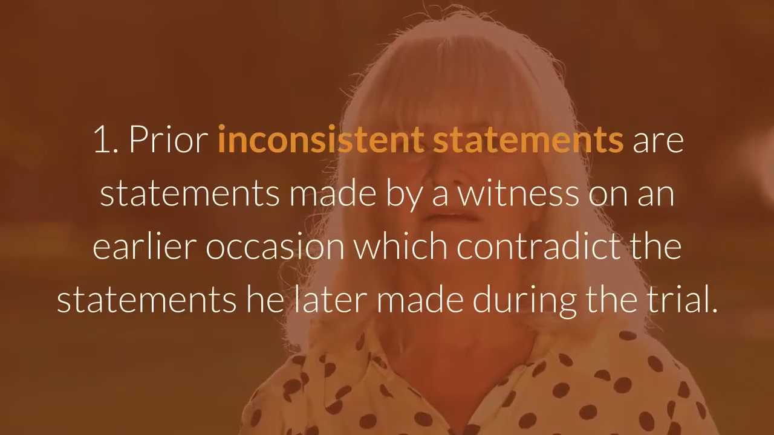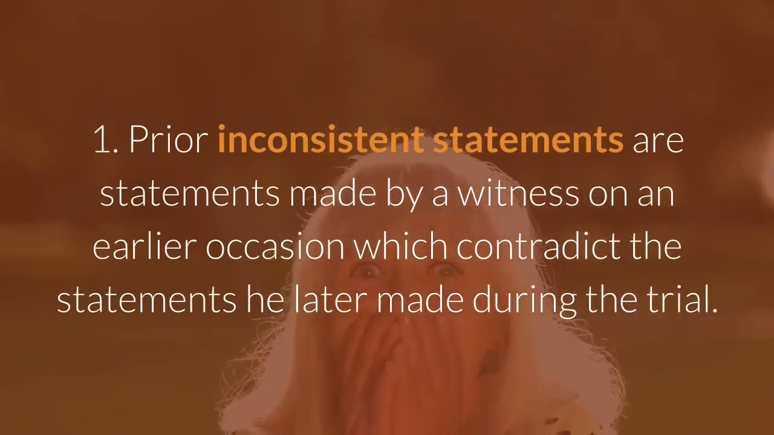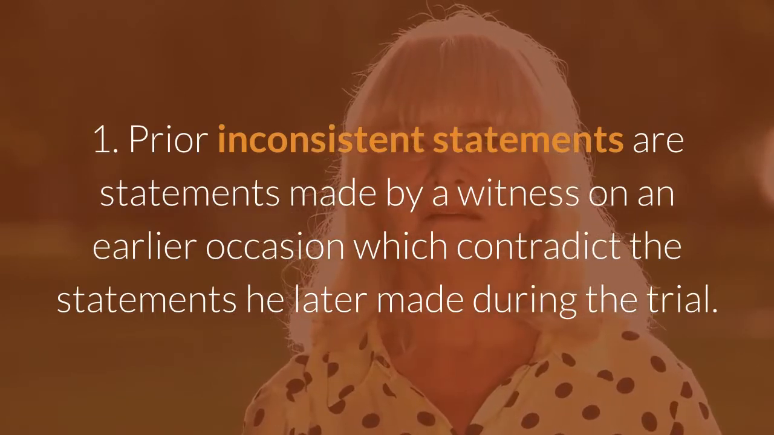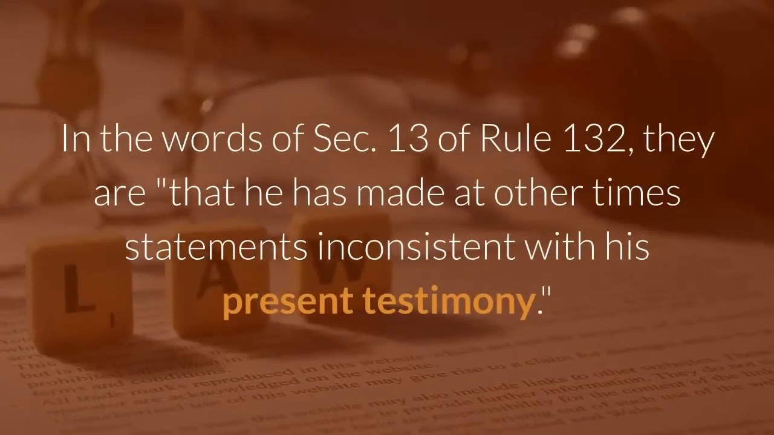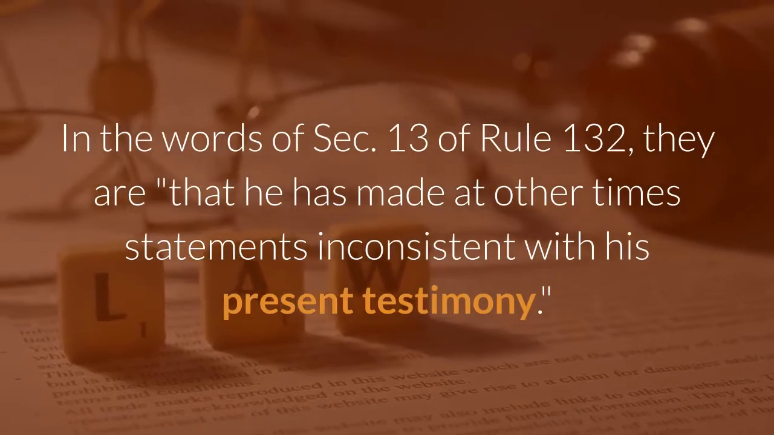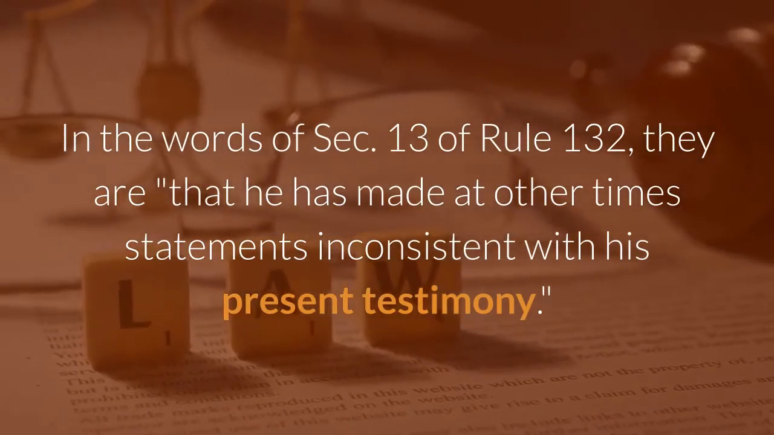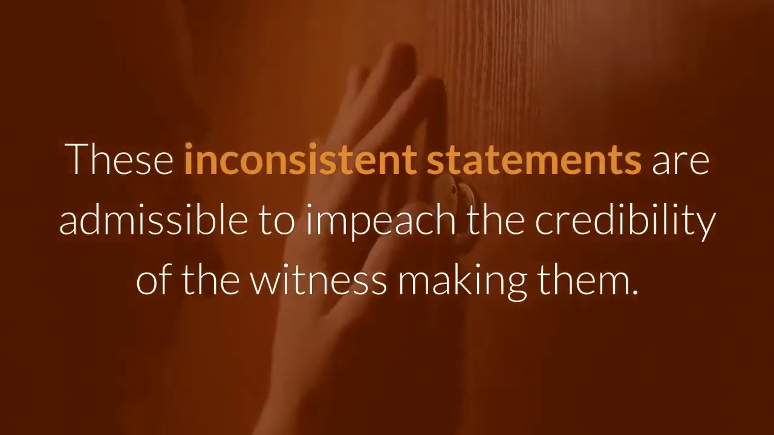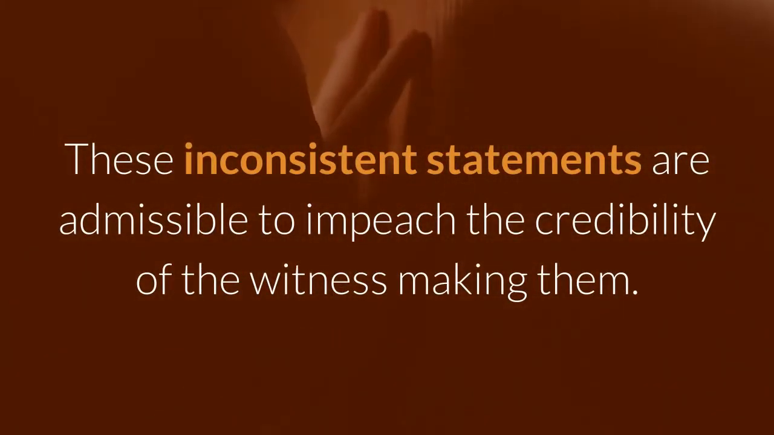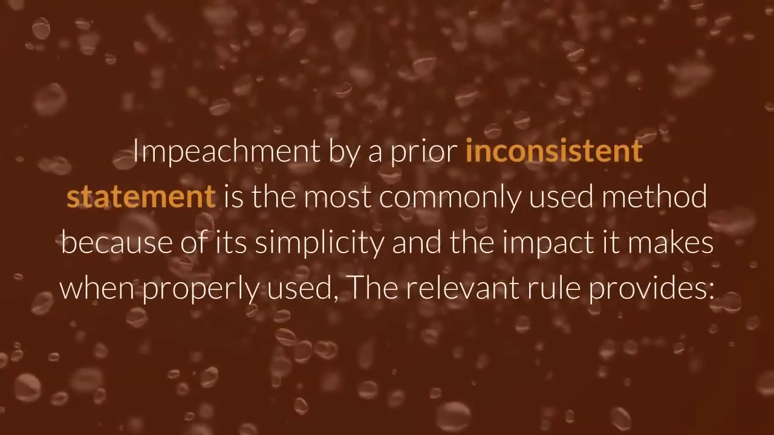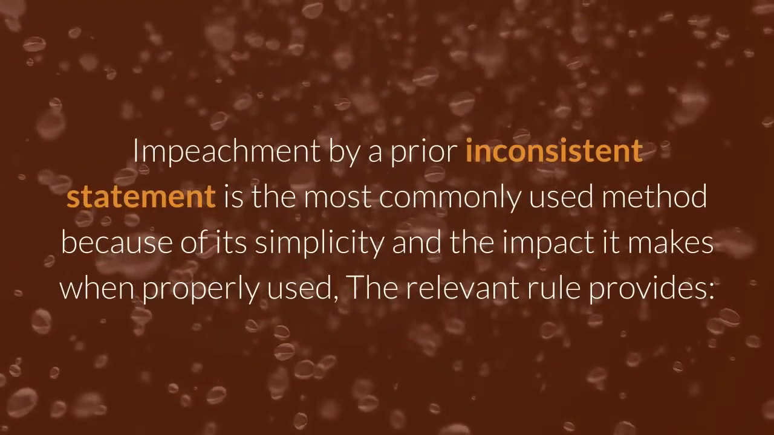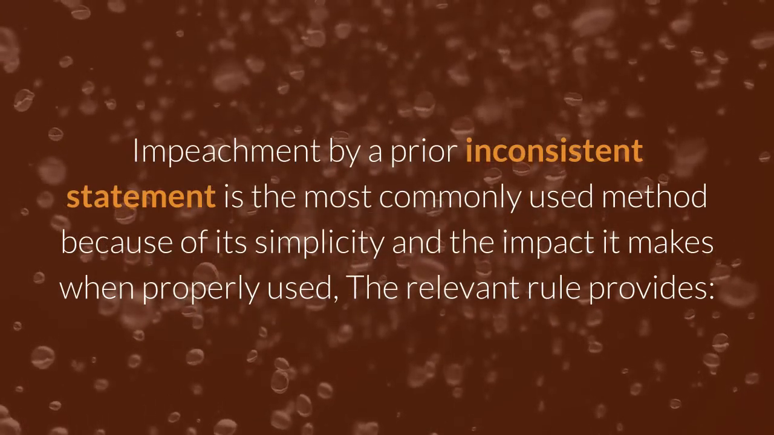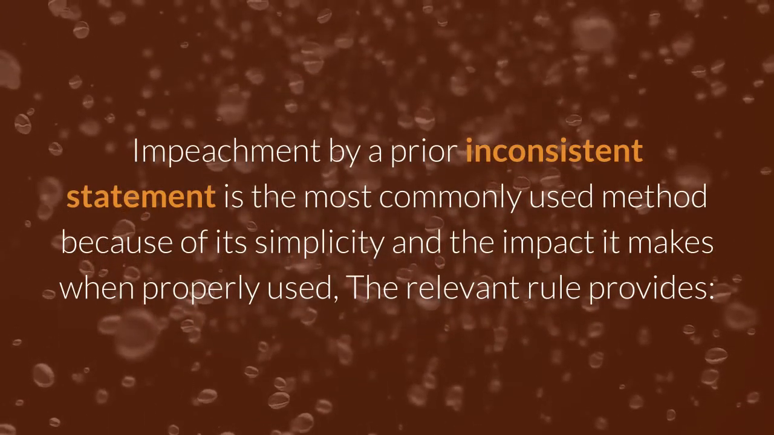1. Prior inconsistent statements are statements made by a witness on an earlier occasion which contradict the statements he later made during the trial. In the words of Sec. 13 of Rule 132, they are that he has made at other times statements inconsistent with his present testimony. These inconsistent statements are admissible to impeach the credibility of the witness making them. Impeachment by a prior inconsistent statement is the most commonly used method because of its simplicity and the impact it makes when properly used.